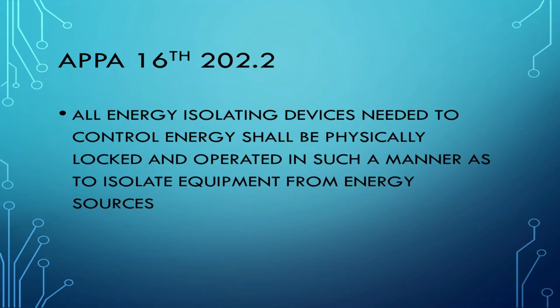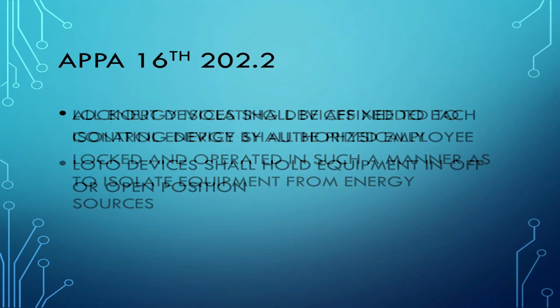All energy isolating devices needed to control energy shall be physically locked and operated in such a manner as to isolate equipment from energy sources. If you look real hard, you don't have to look real hard right here, we've got an open part of our open, test and ground sequence. I'm not sure that's the last time we're going to talk about this. We're going to lay out plans to reinforce the open, test and ground sequence, and lockout tagout is a major part of that sequence.